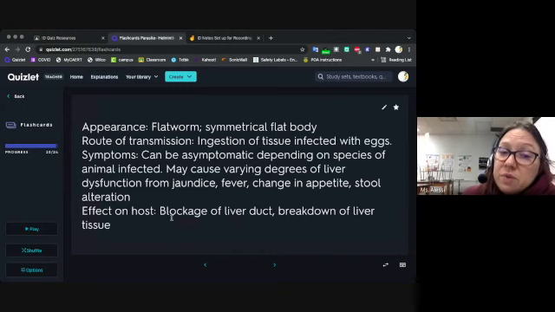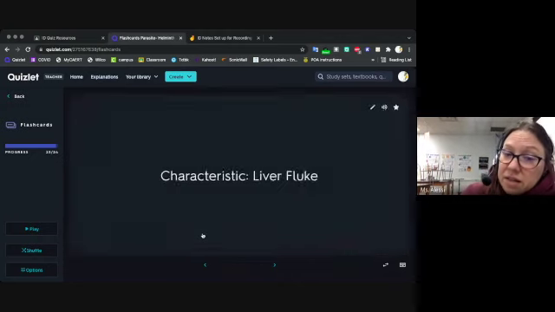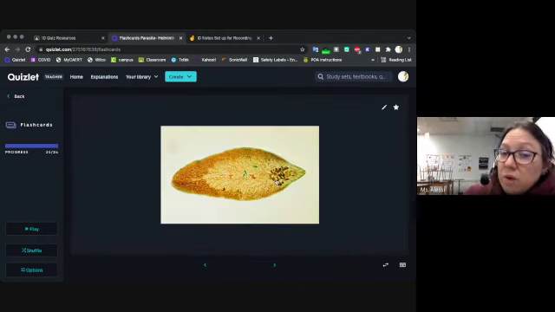Effect on the host: what happens with these flatworms is that they block the liver duct, which then affects your bile, which is why it's affecting your stomach, and then they start to break down the liver tissue. So the animal is not able to process those toxins. That is a liver fluke. And here we have a liver fluke. That is the buccal opening right here, and it is symmetric and flat. So that is your liver fluke flatworm.